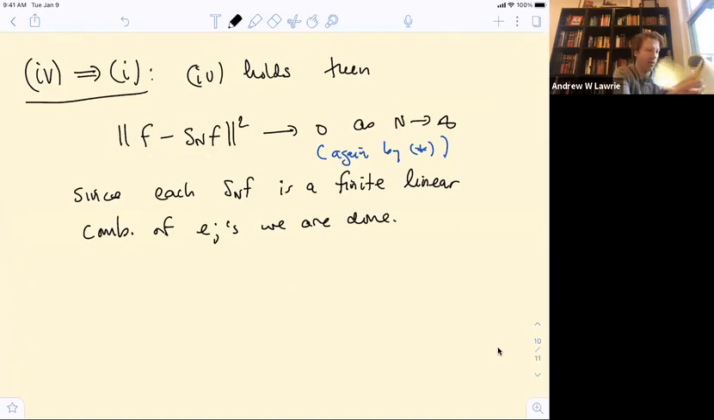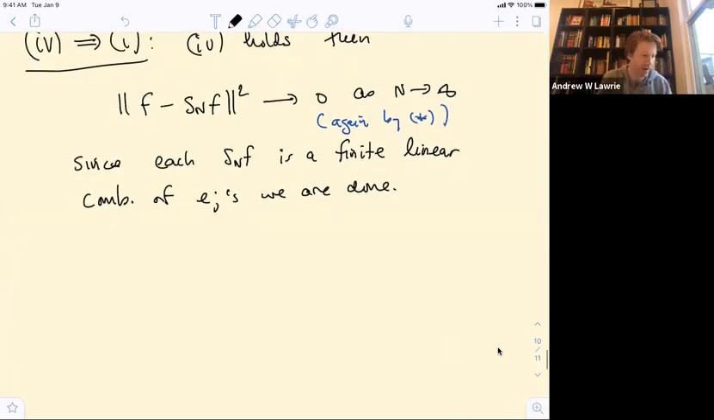And now let me introduce one more concept.